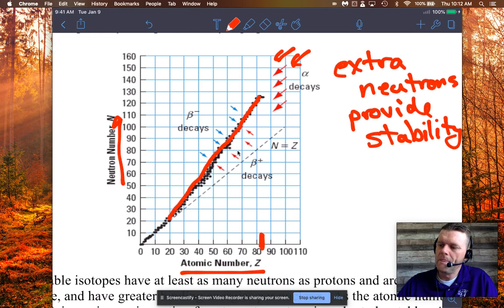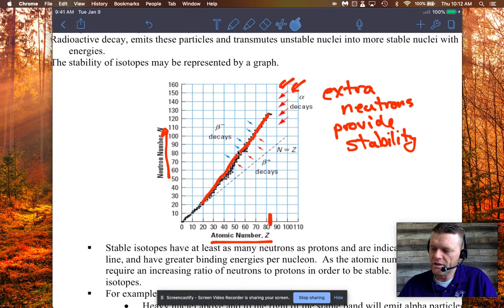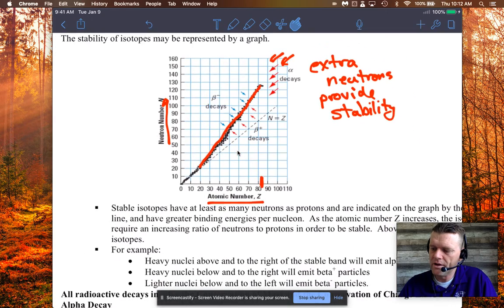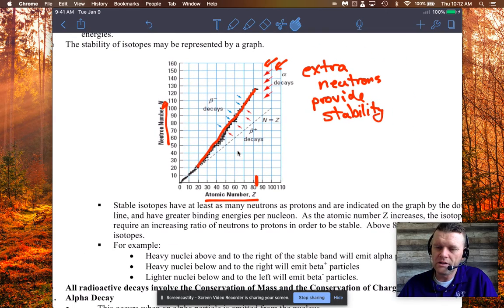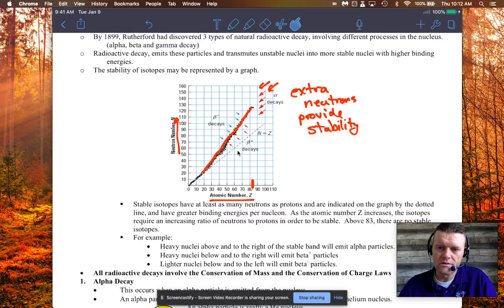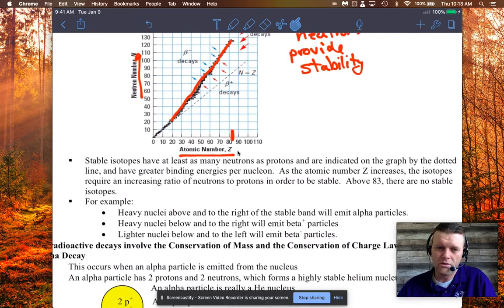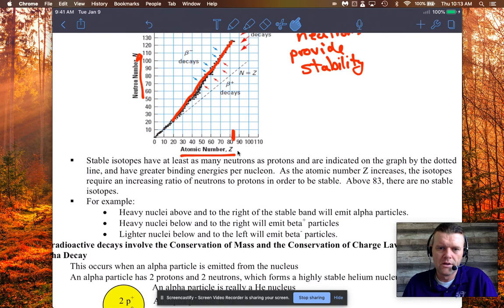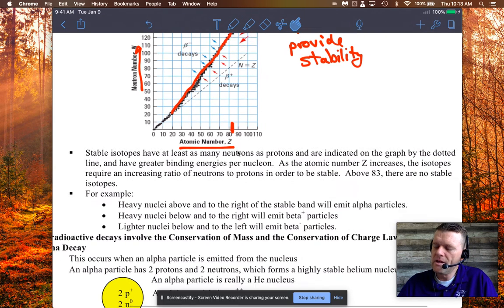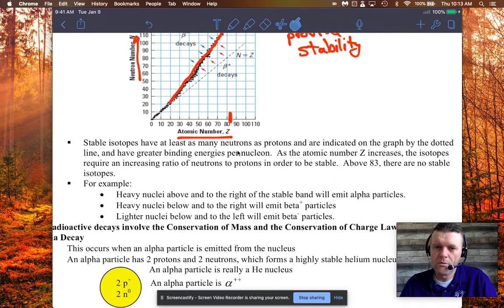So it's a very interesting graph because it shows that stable isotopes have technically higher levels of neutrons. Sorry, it says it right there too: above 83, there are no stable isotopes. That's why the graph runs out at 83. So these are the three. We're going to look at all three.